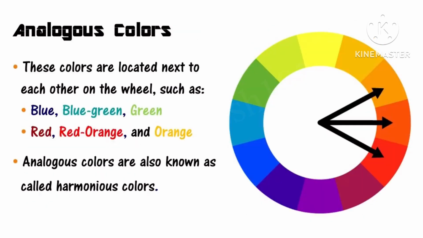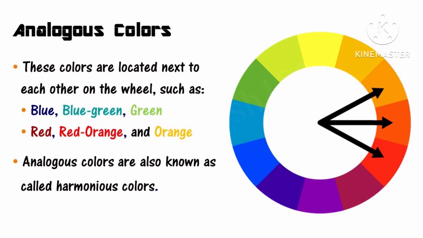Next we have analogous colors. These colors are located just next to each other on the color wheel, like they are, meaning consecutively, 3 in number. Like we have examples blue, blue green, green and red, red orange, orange. So likewise you can find so many colors.